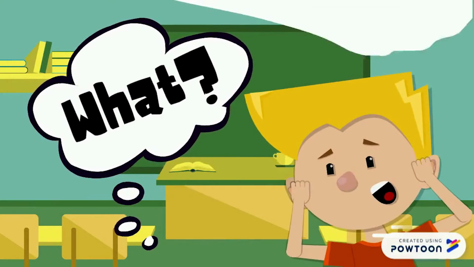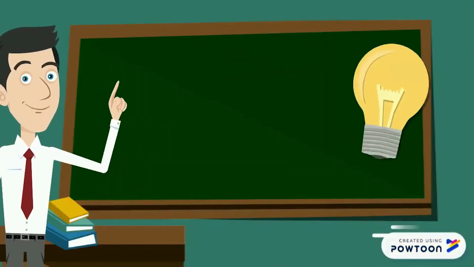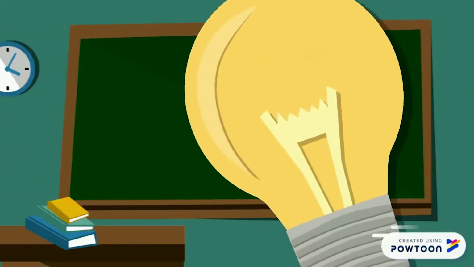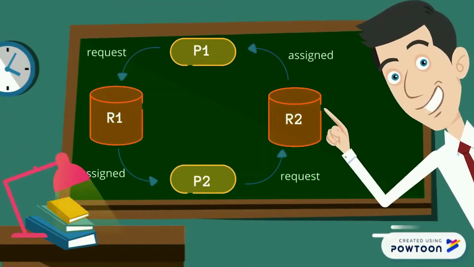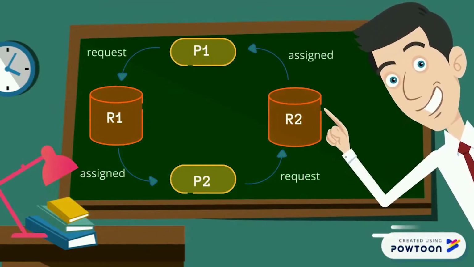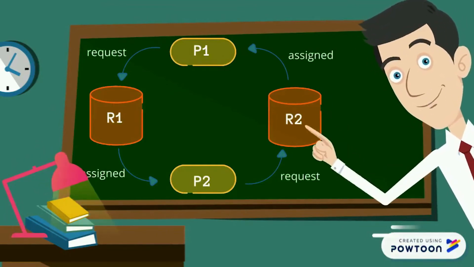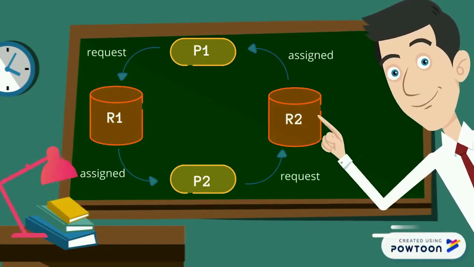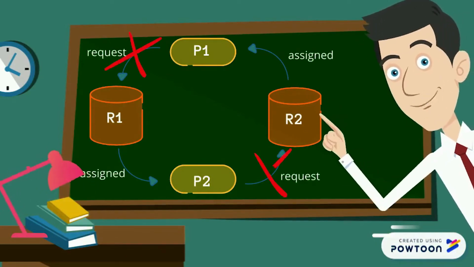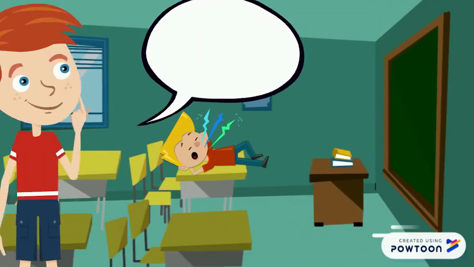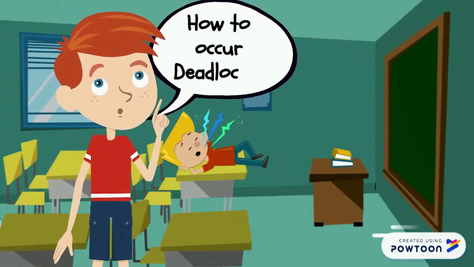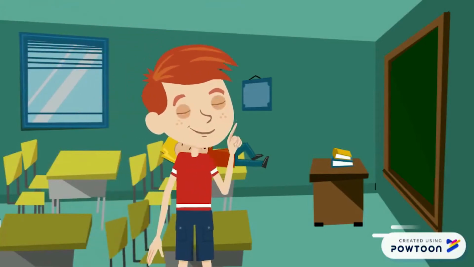Let's take an example of a real deadlock situation in an operating system. This is a diagram for a deadlock situation. In this situation, none of the processes gets executed since the resource it needs is held by another process, which is also waiting for another resource to be released. Therefore, P1 and P2 don't execute. Okay, let's see how deadlock occurs in an operating system.